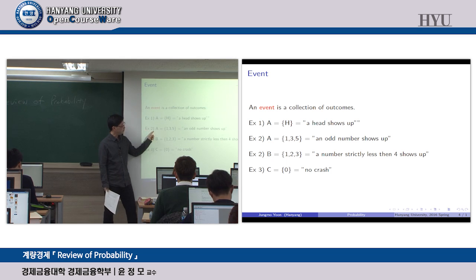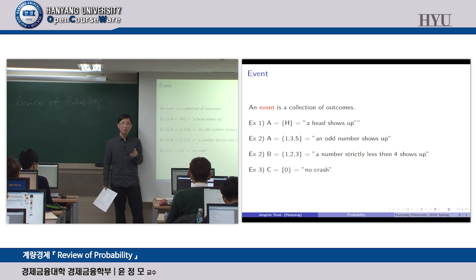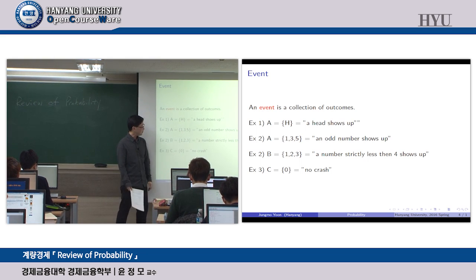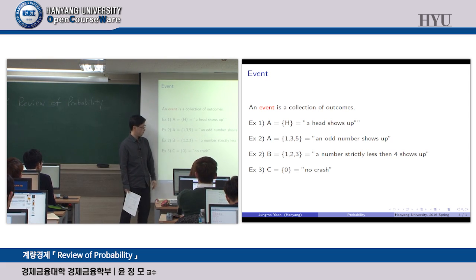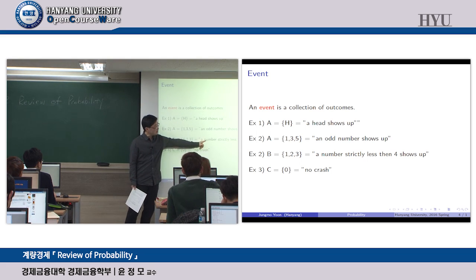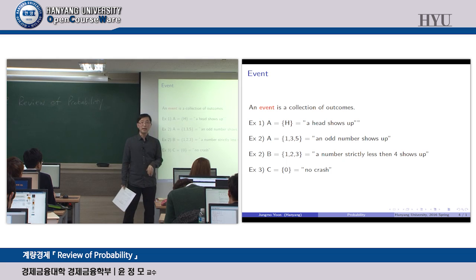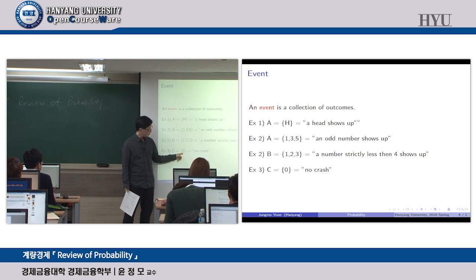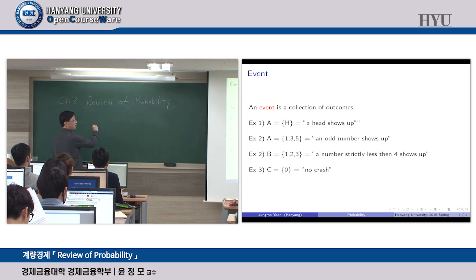And in the second example, an event can be defined in this way. You throw a dice and you have an odd number, 1 or 3 or 5. So it defines an event. Or you have a number that is strictly less than 4. So your event has 3 numbers, 1 to 3. 4 does not satisfy this condition, right? So 4 doesn't belong here. In the last example, no crash makes an event because you know that 0 is in, but 1 is not, right? So anything that classifies all the outcomes makes an event.